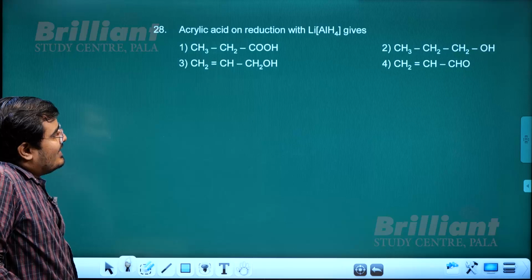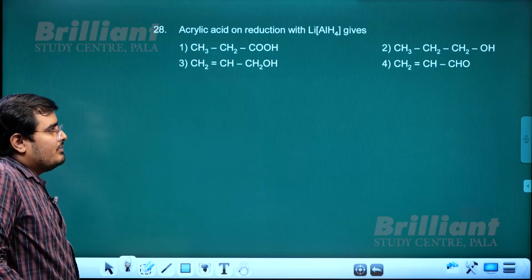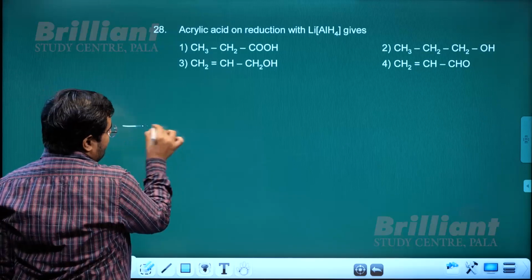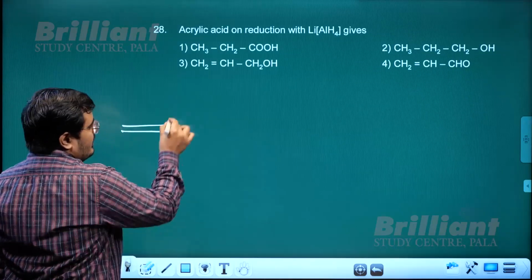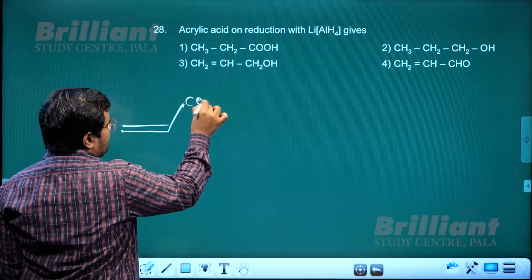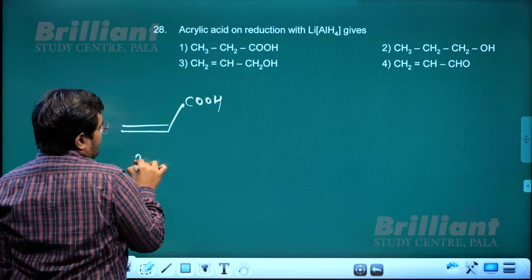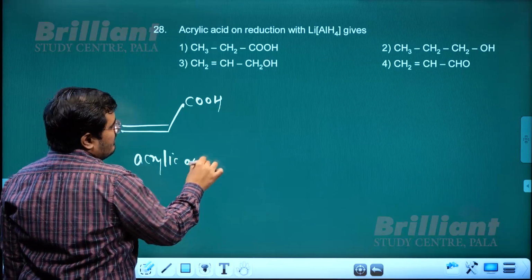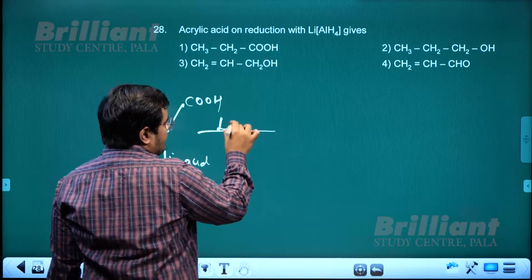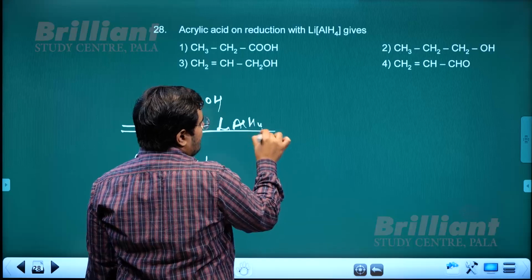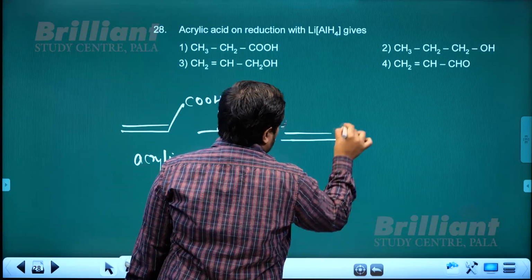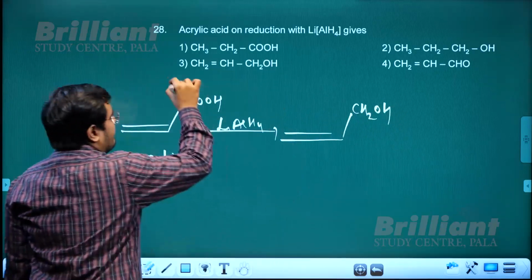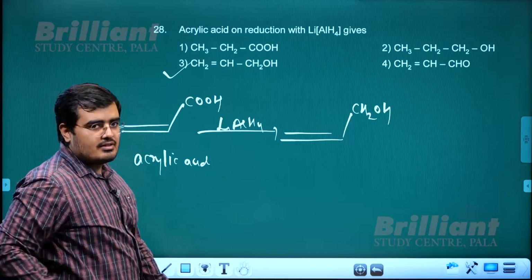Next is acrylic acid on reduction with lithium aluminium hydride gives. So first thing we need to know is what is acrylic acid. So if you have an ethene molecule and if you put COOH there, this will become our acrylic acid. And you know, lithium aluminium hydride reduces carboxylic acids into alcohols. So our product will be CH2OH, which leaves us with option 3 as the answer.